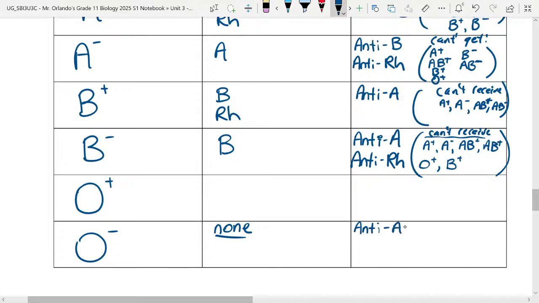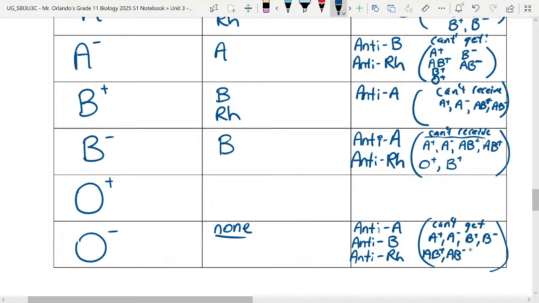Yeah, it will produce anti-A antibodies, but it will also produce anti-B and it will produce anti-RH, which means who can O negative receive from? Only O negative. It can't get A positive, A negative, B positive, B negative, AB positive, AB negative, or O positive. The only person it can receive from is O negative itself. If you have type O negative blood, you can only receive blood from a fellow O negative.